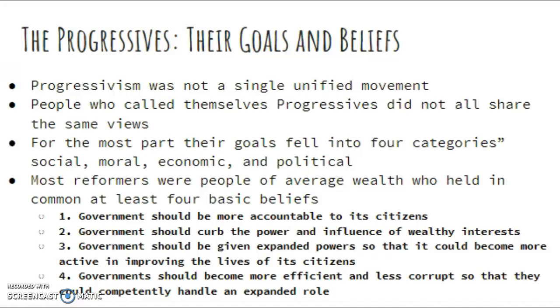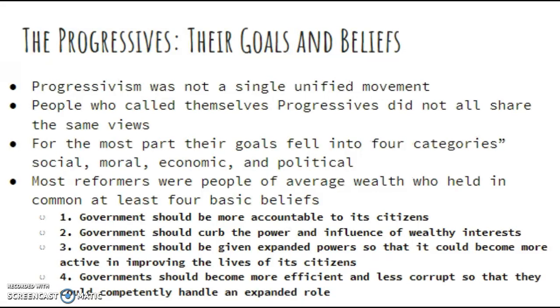Most reformers were people of average wealth who held in common at least four specific beliefs. First, government should be more accountable to its citizens. Government should curb the power and influence of wealthy interests. And it's important to note here that progressives included Democrats, Republicans, and many other politicians from various political parties. Government should be given expanded powers so that it could become more active in improving the lives of its citizens, and government should become more efficient and less corrupt so that it could competently handle an expanded role.